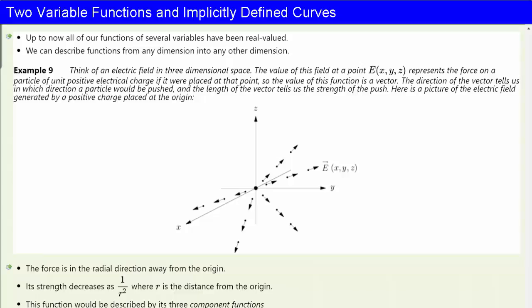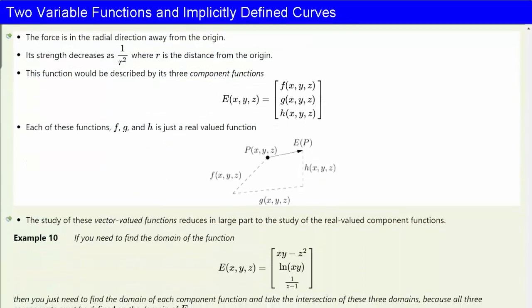So the value of this function is a vector. The direction of the vector tells us in which direction the particle would be pushed, and the length of the vector tells us the strength of the push. Here is a picture of the electrical field generated by a positive charge placed at the origin. The force is in the radial direction away from the origin, and its strength decreases as 1 over r squared, where r is distance from the origin.